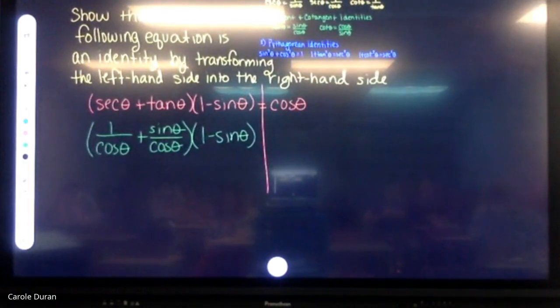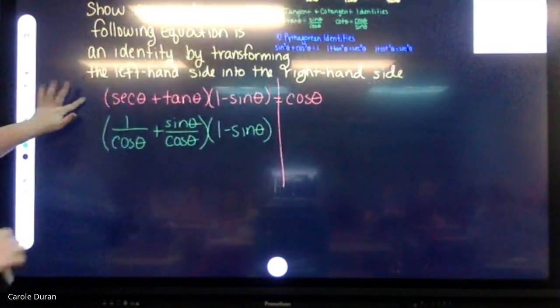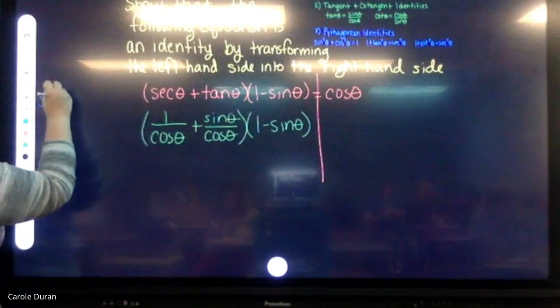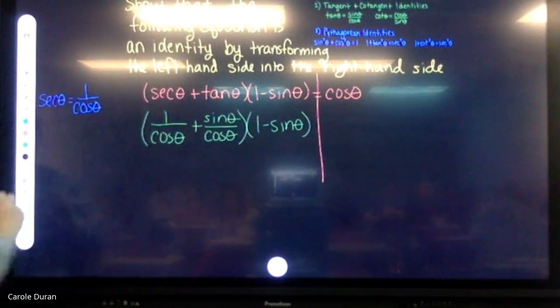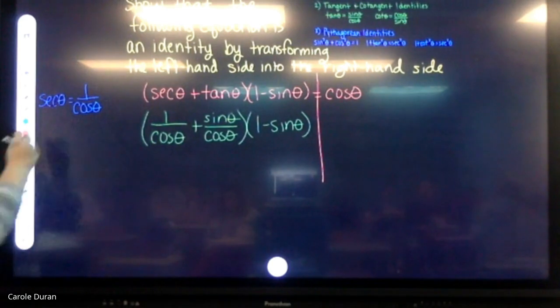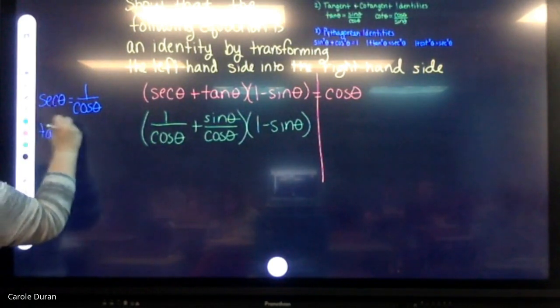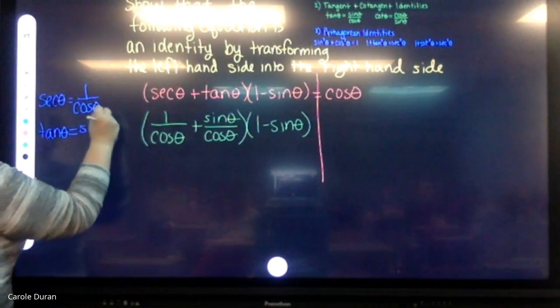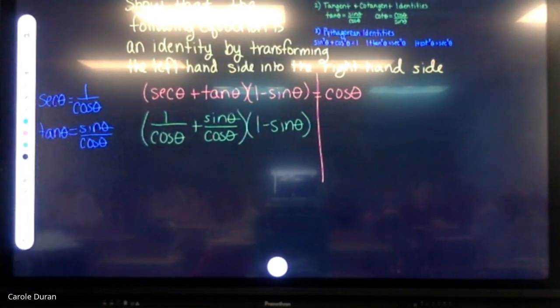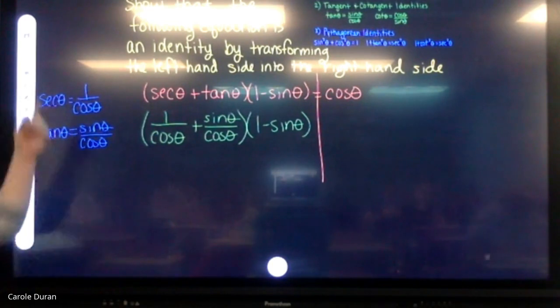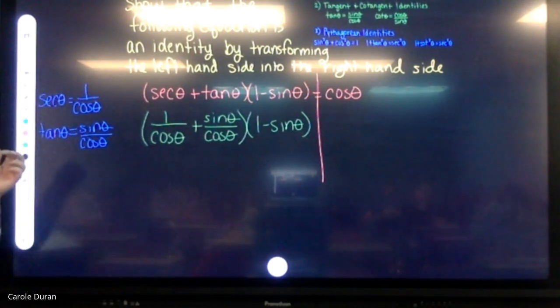Sometimes it's helpful to write what we used off to the side until you get used to this. So off to the side, you could write that secant theta equals 1 over cosine of theta, so you remember that you used that reciprocal identity. And we can write that tangent of theta is equal to sine over cosine to remind us that we used that tangent identity. Whatever works for you is what I want you to do. So if you need these reminders, write them down.